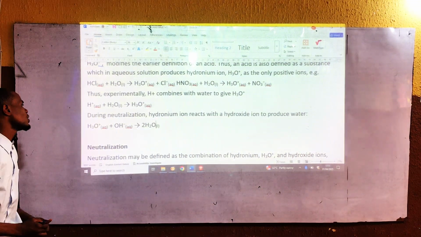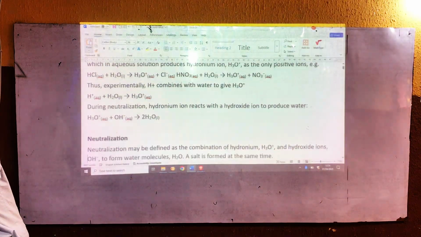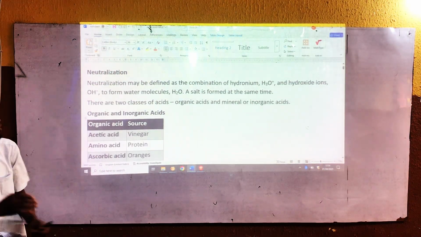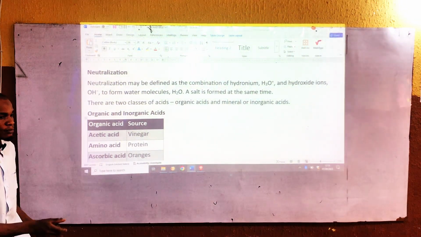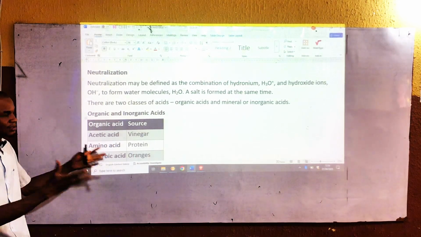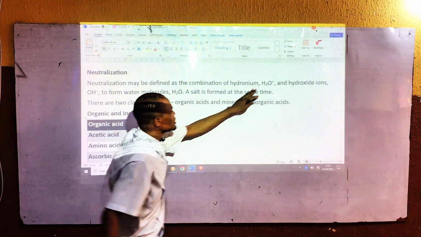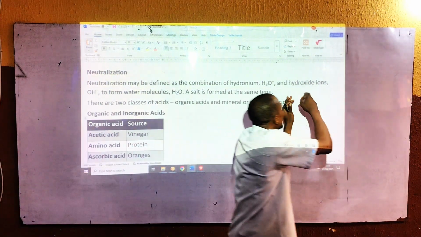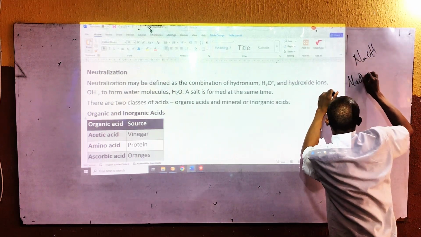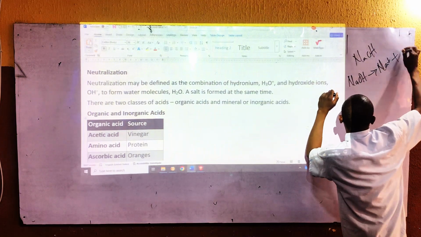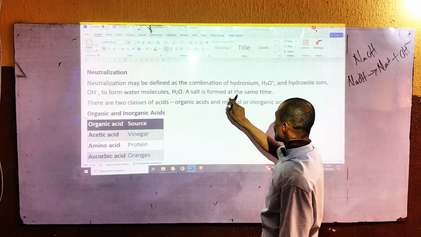Let's now read about neutralization. That was coming from acid, and this one from base, for example NaOH gives Na plus and OH minus, to form water. A salt is formed at the same time.